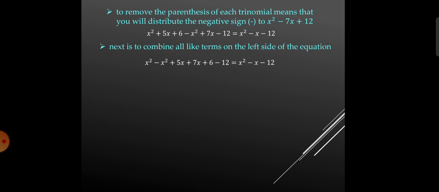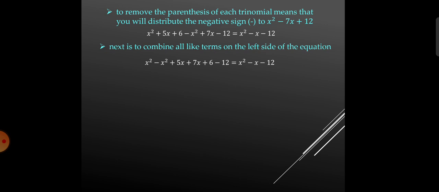Sunod, 5x, copy plus 5x, copy plus 7x, then wala pa gibalhin ang nasa right side, ay sorry. Ang akong gi-arrange lang ang tanang terms nga nasa left side equation. Sorry. So, ang duha ka x squared nagtapad, x squared minus x squared, copy plus 5x, copy plus 7x, copy plus 6, then minus 12.